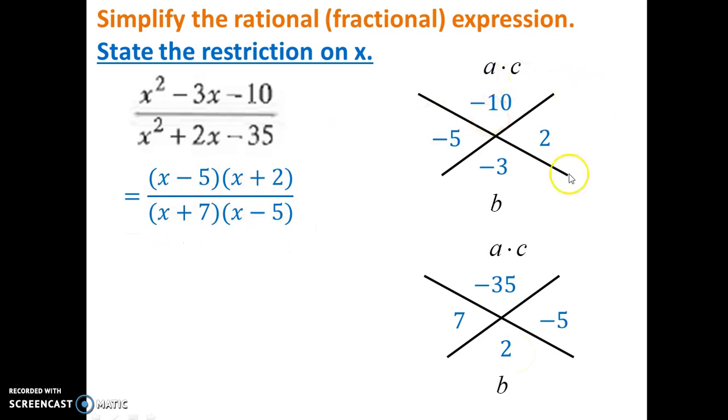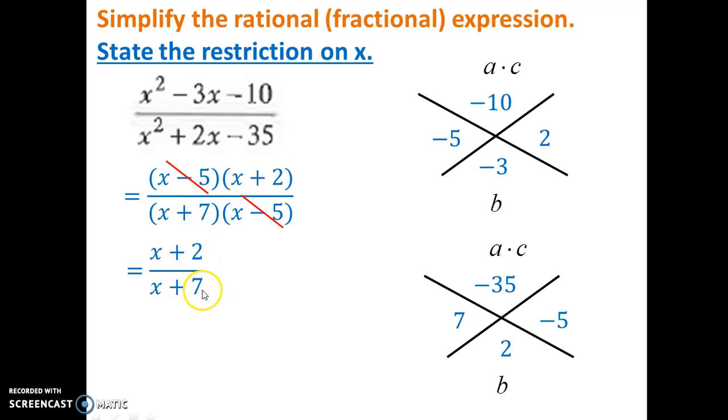Again, here we factored the top part, and we had negative 5 and 2, so x minus 5, x plus 2. That is the factored form of this. On the bottom, I got this part here, 7 and negative 5, so here's our 7, negative 5. That has been factored. Now that both top and bottom have been factored, we look for common factors. And I see x minus 5 here and x minus 5 here. Those can be crossed out. They are common factors. So the final simplified form is just x plus 2 over x plus 7.